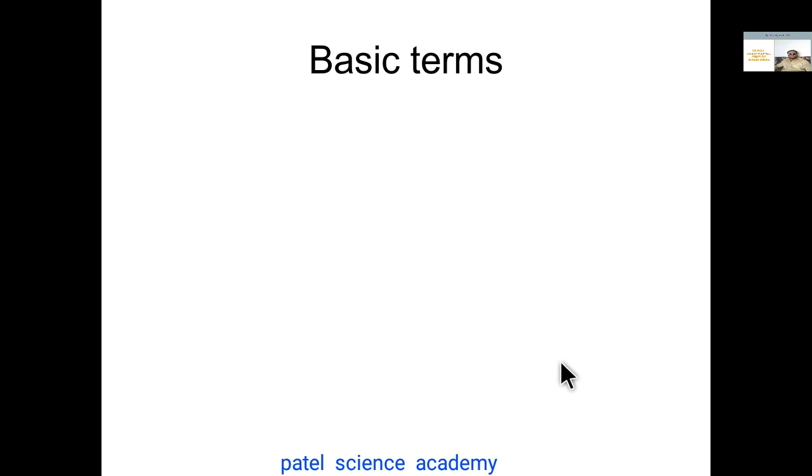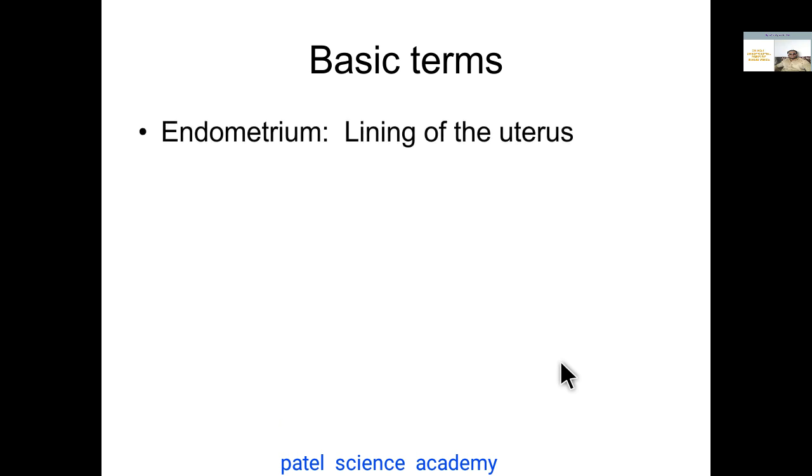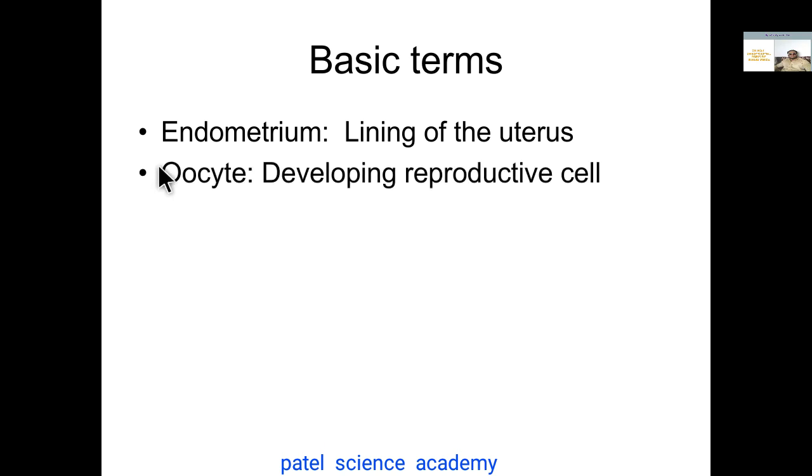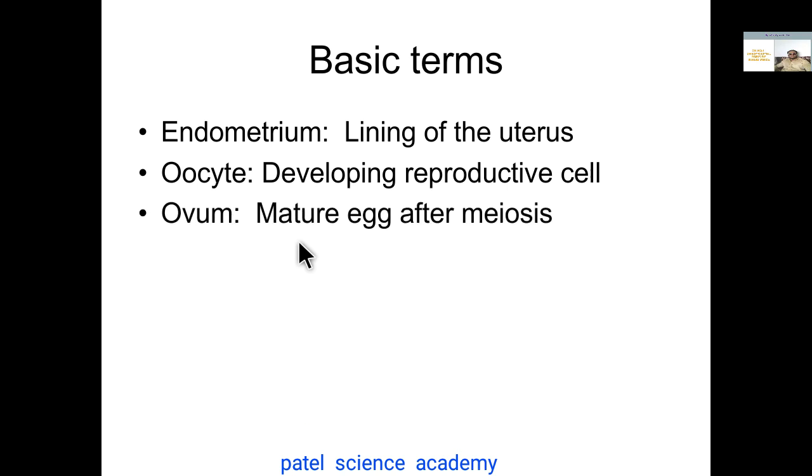So there are basic terms for the menstrual cycle, and you have to be familiar with them. The first term is endometrium. What is endometrium? As you know, there is a part in the female reproductive system, the uterus. The lining of the uterus wall is called the endometrium. So just remember it, because in the next slide you will see the relationship of all these terms in the menstrual cycle. Then the next is oocyte. What is an oocyte? It is the developing reproductive cell. Ovum is a matured egg after the process of cell division, meiosis.